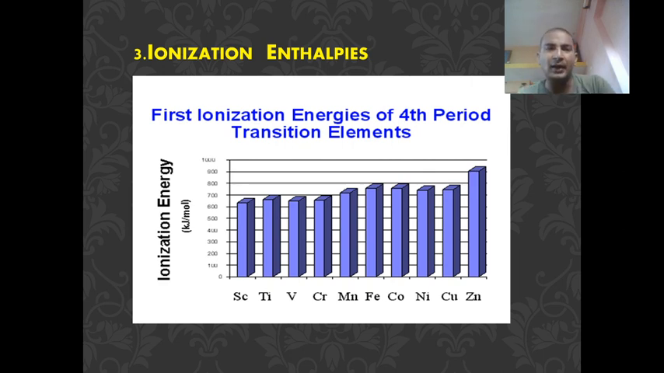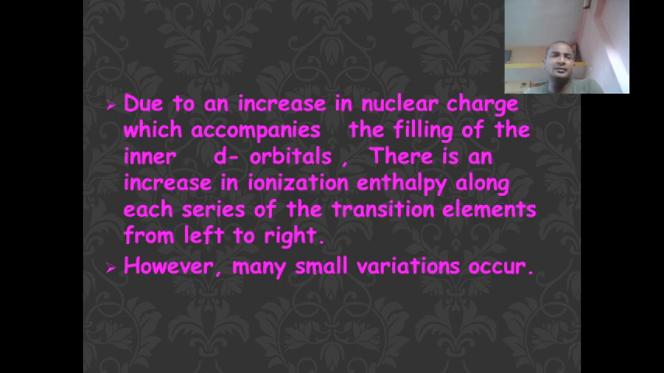Ionization enthalpy or ionization energy can be defined as the minimum amount of energy required to remove the most loosely bound electron from an isolated gaseous atom in its ground state. Ionization energy depends upon atomic radius, nuclear charge and shielding effect. As we know, from left to right, due to increase in nuclear charge and decrease in shielding effect, the atomic radius decreases. Therefore, it will be more difficult to remove the electron, and therefore in the same direction ionization enthalpy increases.